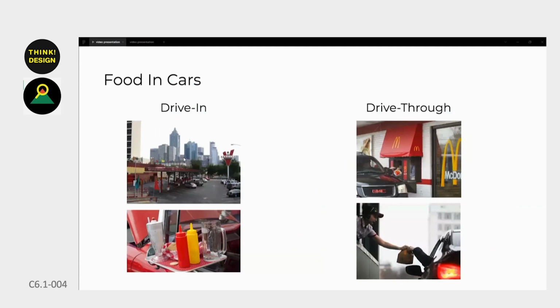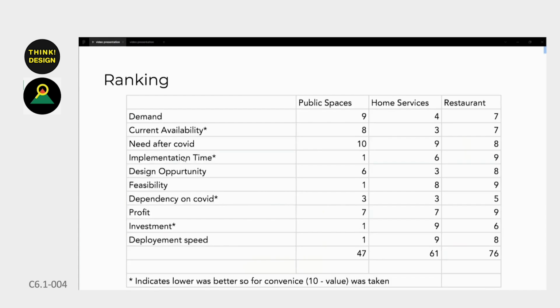We also looked at services like drive-through and drive-ins, which currently are not widely available in India, to understand how we could incorporate the advantages that these services provide. Then we ranked these problems based on a few criteria that we thought were important, like demand, availability, profitability, and assigned points to each topic to help us decide our focus. So after doing this, we decided to focus on the restaurant idea and arrived at this redefined focus.